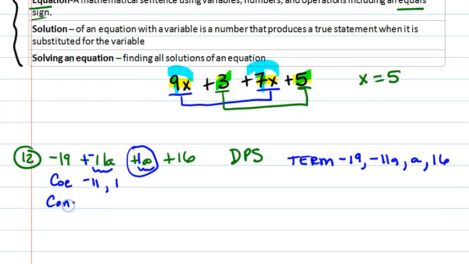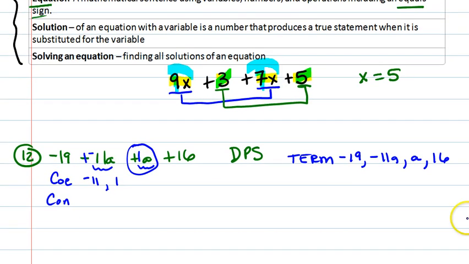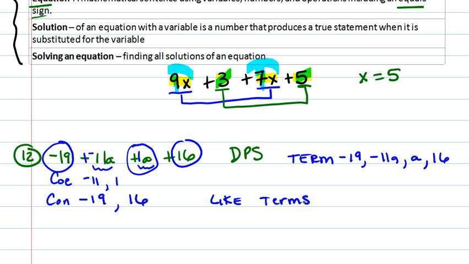Now my constants, which are numbers with no variables, they're terms. We have two of those as well. This has no variable and this has no variable. So negative 19 is a constant and 16 is also a constant. So now I've identified my terms, my coefficients, and my constants. It should be pretty easy now to identify what are like terms in my expression.